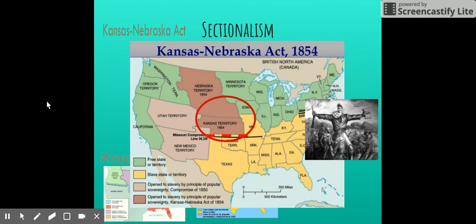And so the Kansas-Nebraska Act really makes them realize they've got to face how to deal with this problem of whether or not to have slavery. Should you use popular sovereignty? In this case, it seems to create more and more problems.